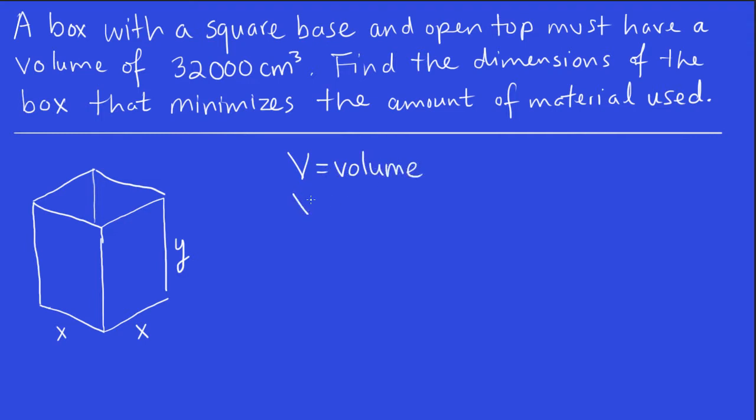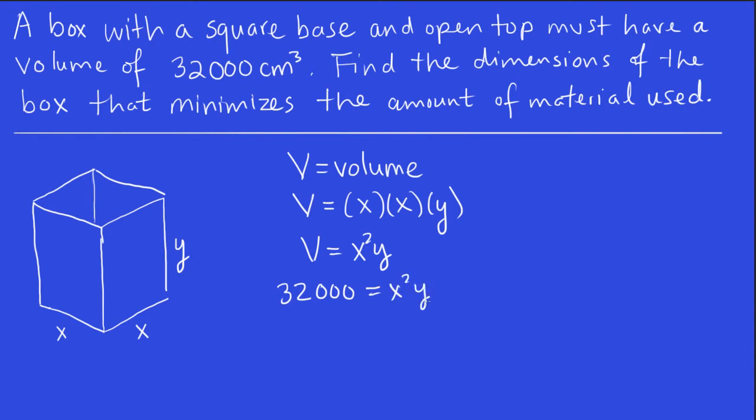What's the formula for volume of a box or a rectangular prism? It's easy. It's length times width times height. So you just take these three dimensions and multiply them. So x times x times y, right? And we can write that a little bit nicer as x squared y. But the thing is, we're told the volume is 32,000. So let's put that in place of V.